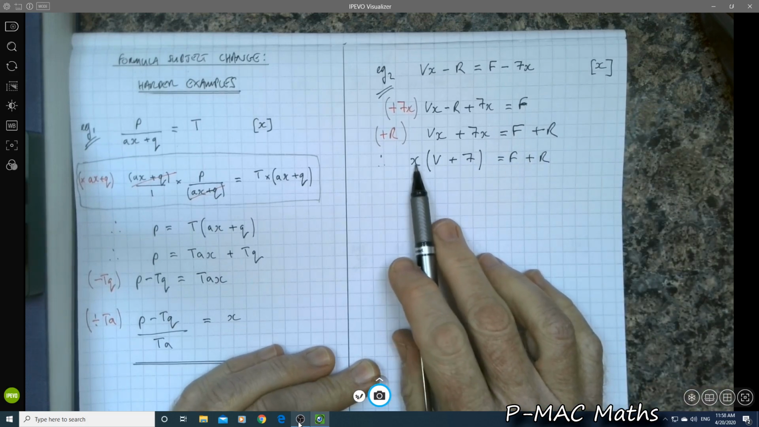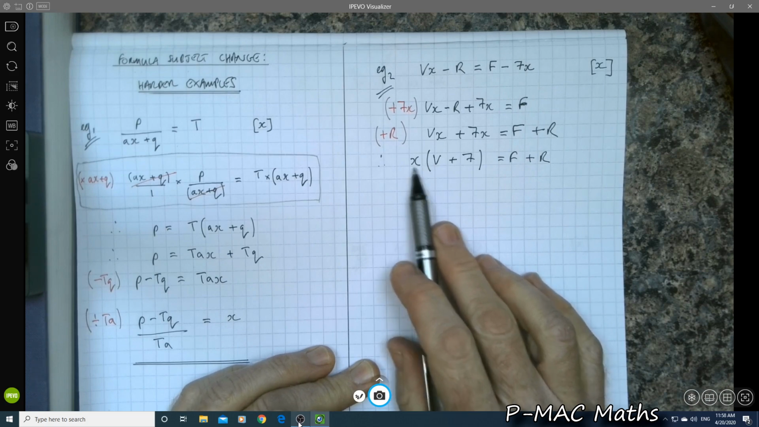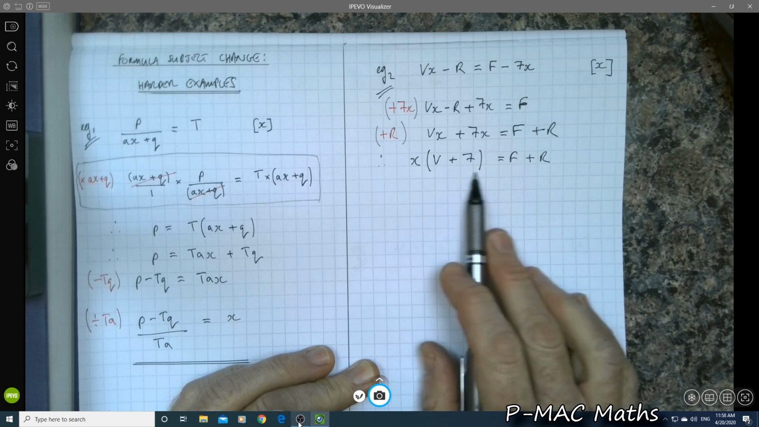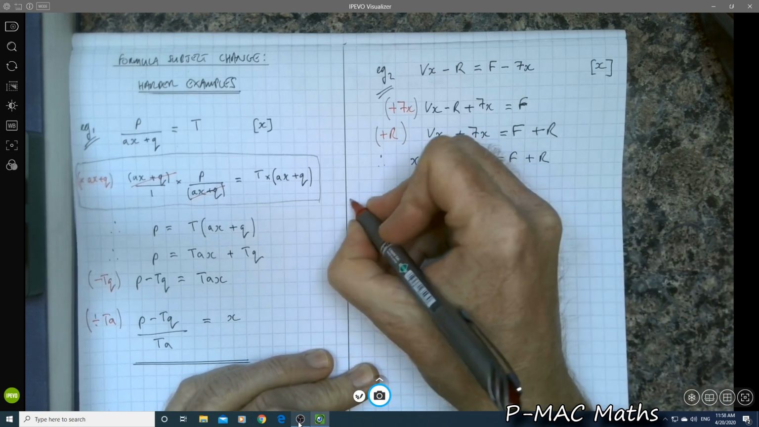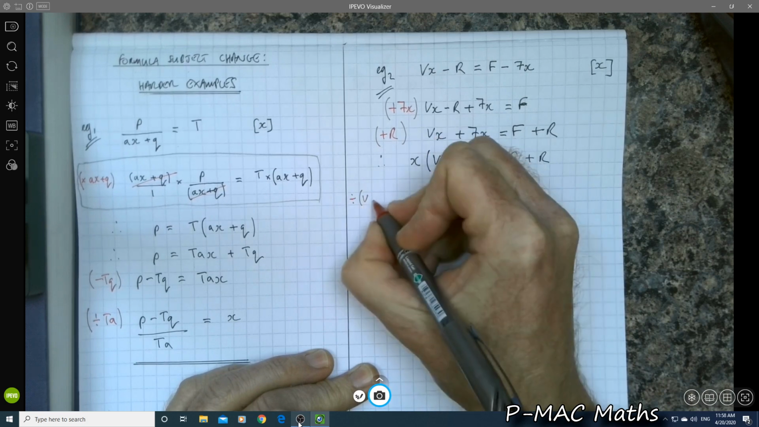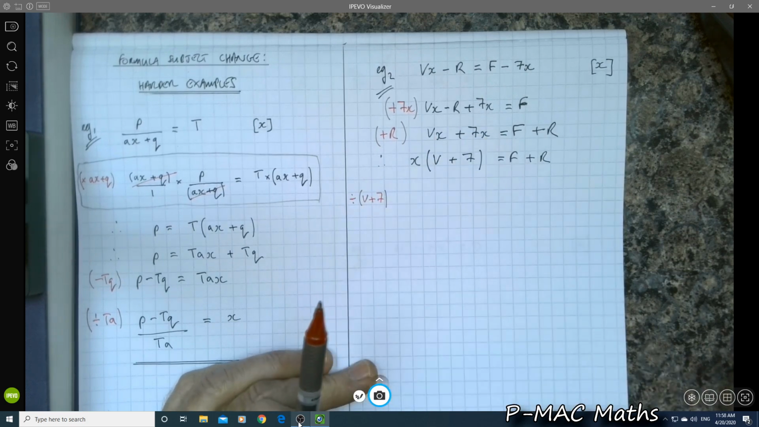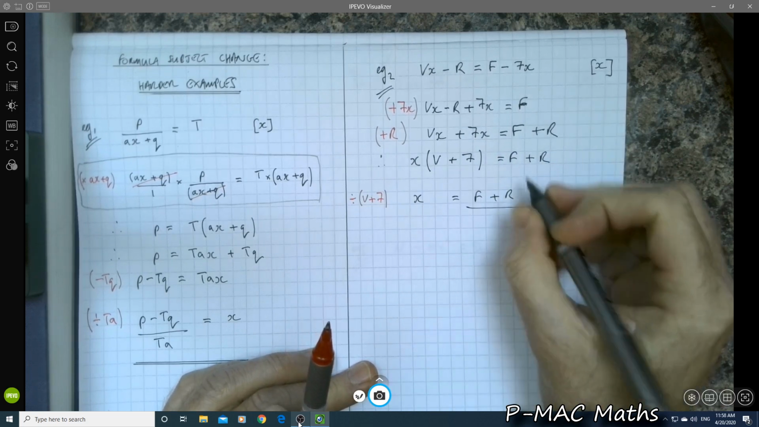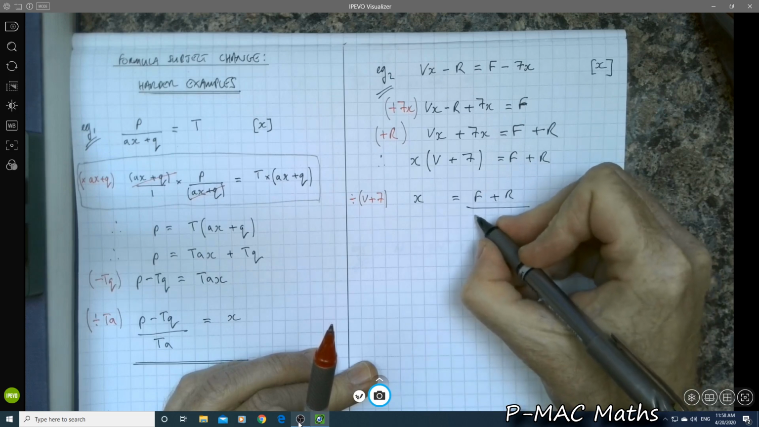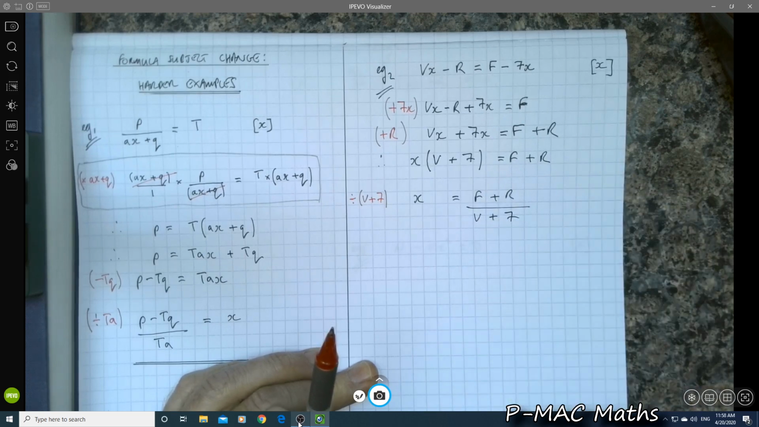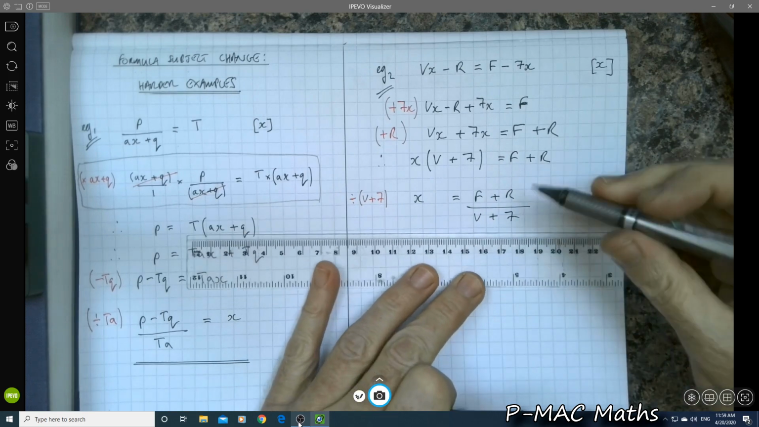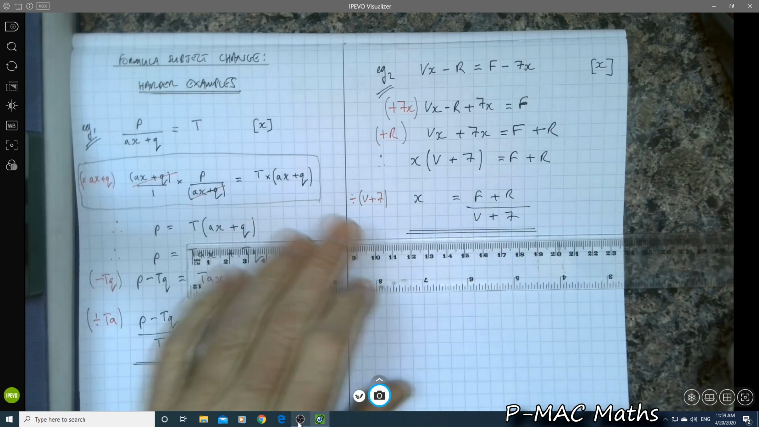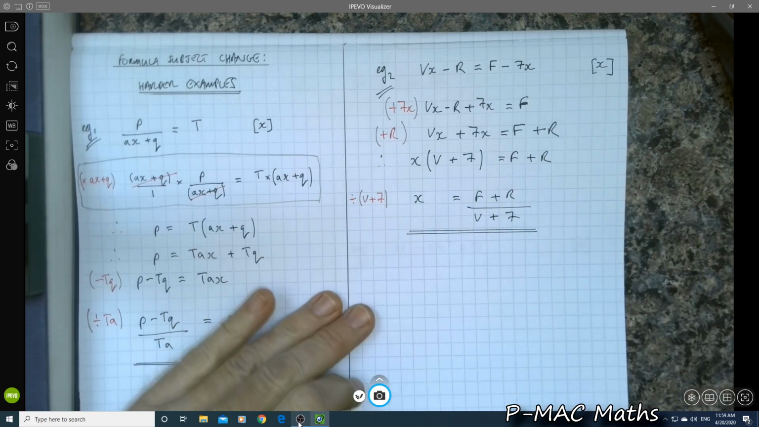Final step then is to get x on its own by dividing by the coefficient, the information multiplying x. And in this case, the coefficient is the entire bracket v plus 7. So I need to divide both sides by the bracket v plus 7. And so x will equal f plus r, that whole right hand side, divided by v plus 7. Now I have x as the subject, and I can underline my answer. So far, so good. Let's move on to the next example.